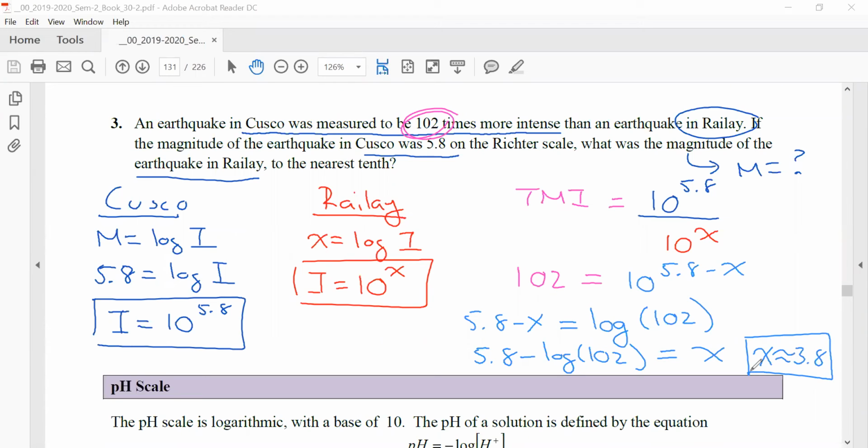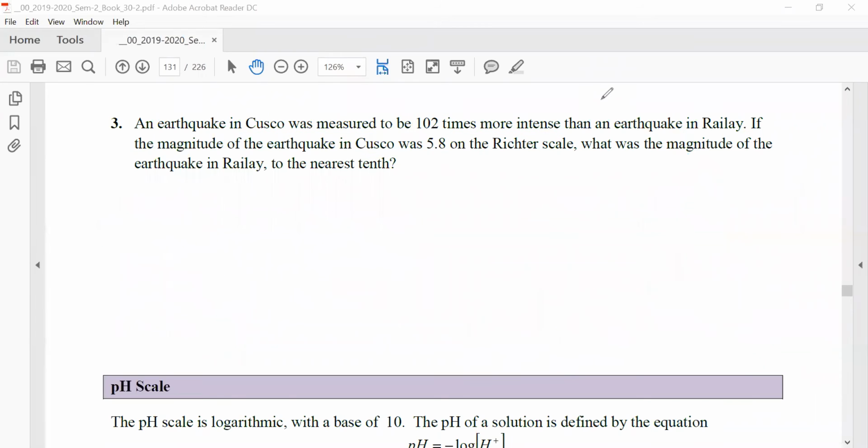Again, I've got a formula. I sub in my numbers and I start rearranging. Okay, so there's your two common earthquake questions. Nothing too crazy. Okay, we move on to pH.